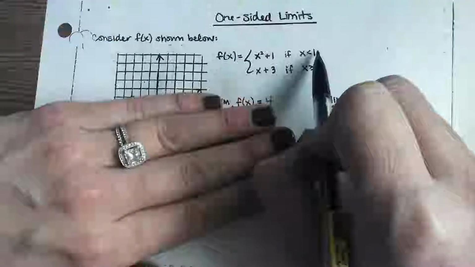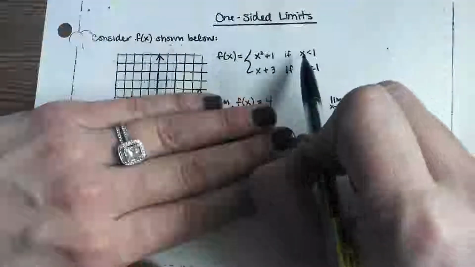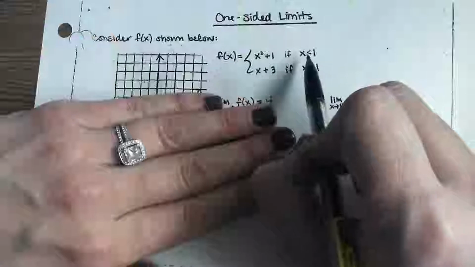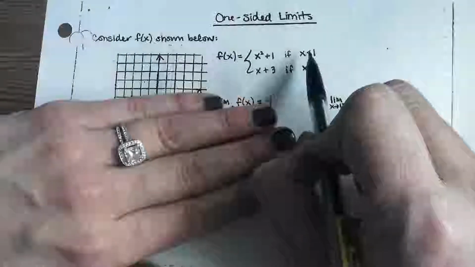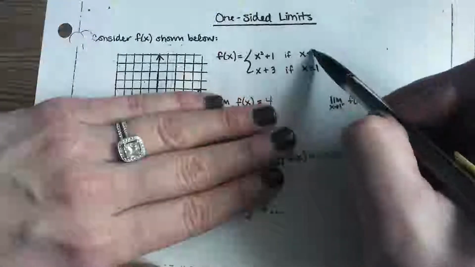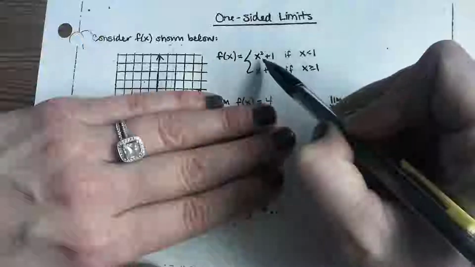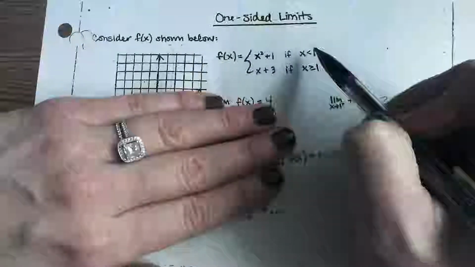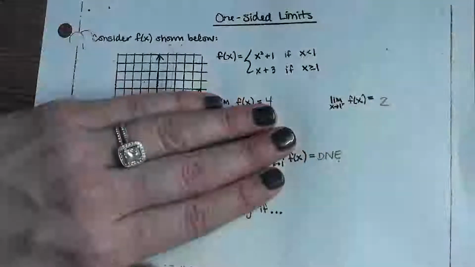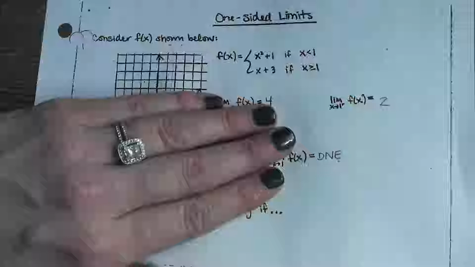If you're approaching it from the left, even though it's an open circle at the end of this piece, it's an open circle at 1 comma something. So you know as it's coming from the left-hand side, 1 squared plus 1 is 2. So you would plug it into that first one.